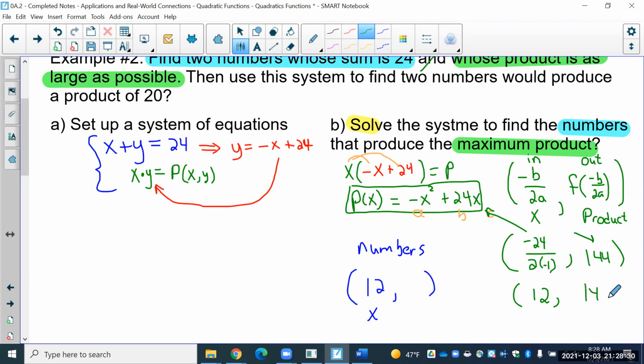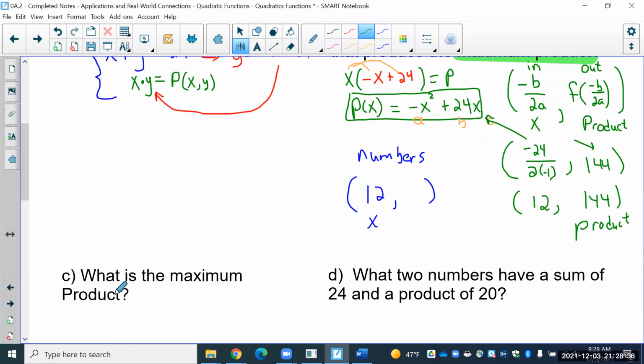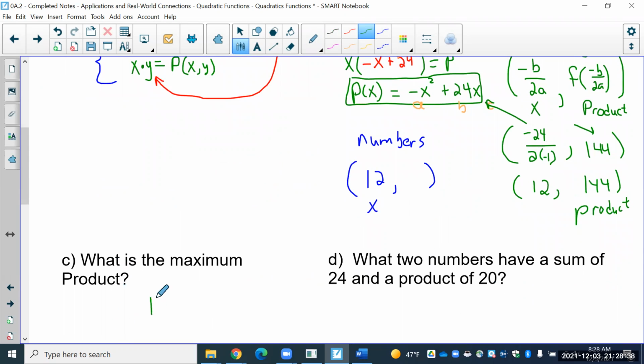That number is the product. So that's actually an answer to a different question, which I actually have right here, right? So that's the answer to this question. The maximum product is 144.